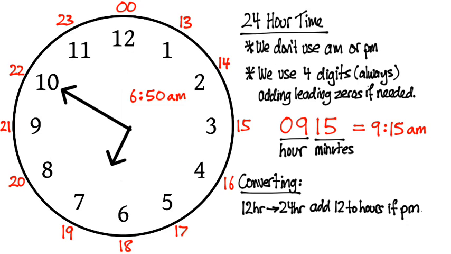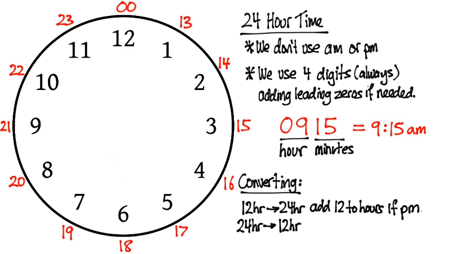Here's another example, 6:50 AM, so 6:50 in the morning. We don't add 12 to the hours because it's morning, it's not afternoon. All we do is we put a leading 0 in front of the 6, and then we keep 50 as our minutes, so we would say it's 0650.